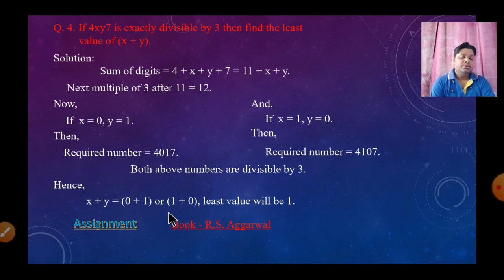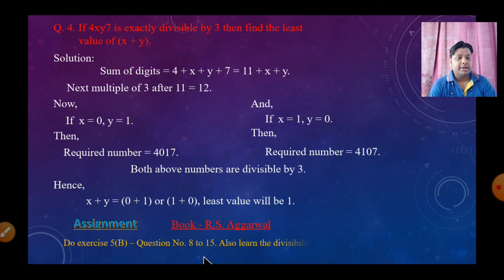Now you have to do some assignment work here. So in the RS Survival book you have to solve exercise 5b, questions number 8 to 15, and you have to learn the divisibility concept of these also. It means 7, 11 and the rest which I have given you in the preview.